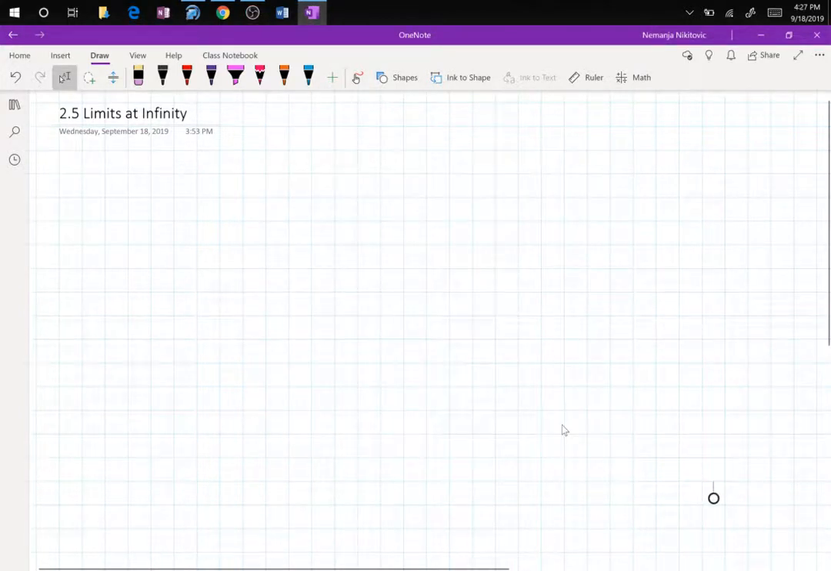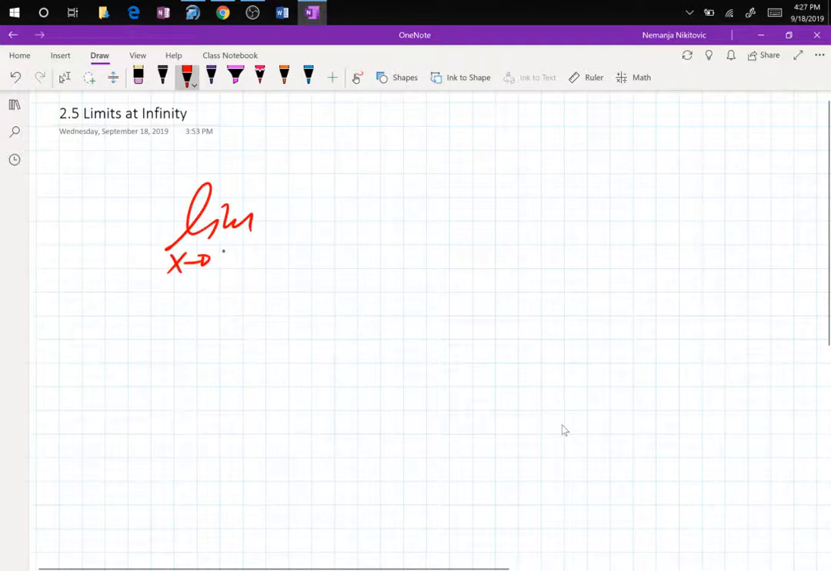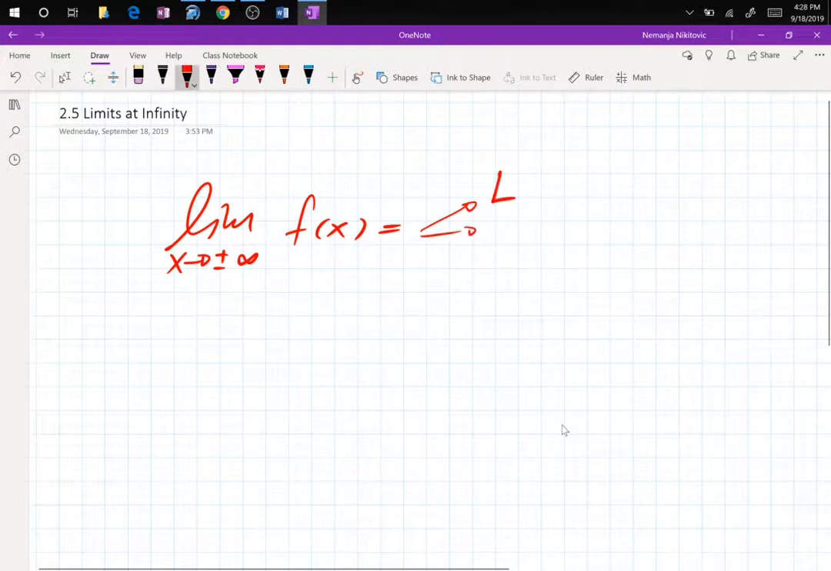Hello and welcome back to Calculus 1, section 2.5 on limits at infinity. To contrast this to the previous lecture, infinite limits, we are now looking at the limit as x goes to positive or negative infinity of a function, looking for an answer that could be either a finite value L, one of the infinities, or obviously does not exist.